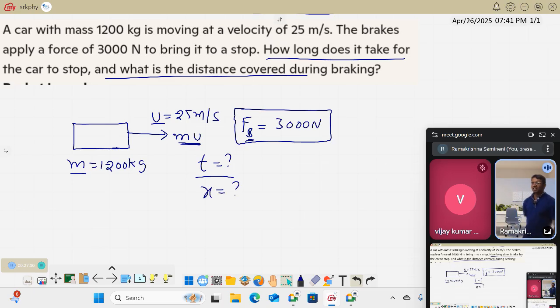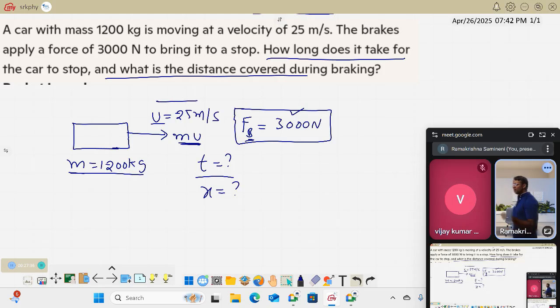How much time will it take to stop? How much distance does it travel? Suppose you are traveling in a car and suddenly apply the brake. After going some distance, it stops. What is the braking force? Because you are applying force on the brake, that is called braking force. The braking force is 3000 newtons. The mass of the car is 1200 kg, velocity is 25.